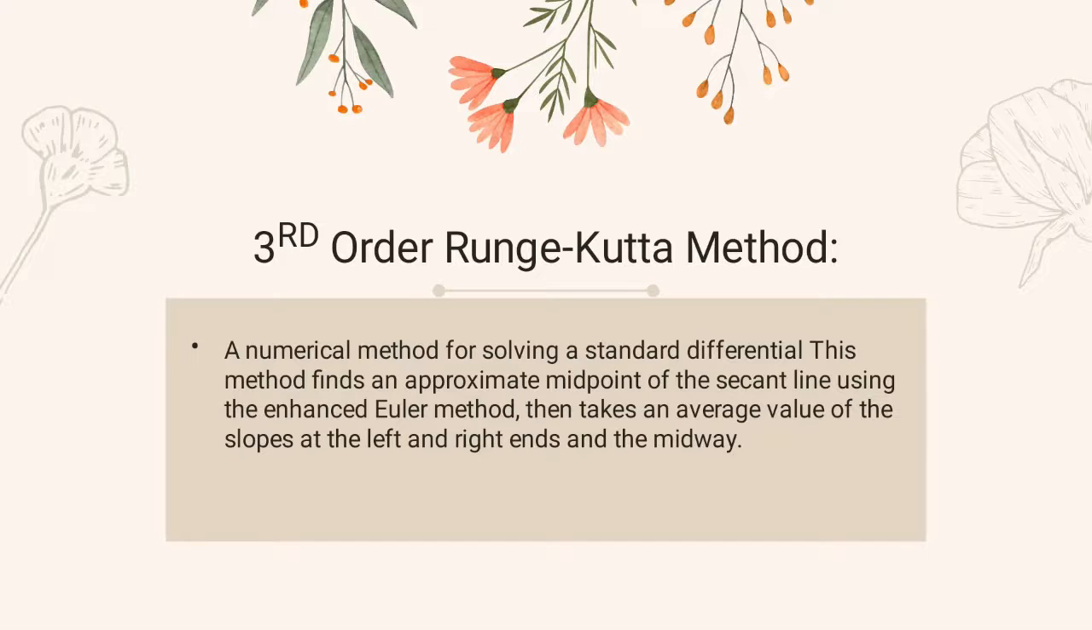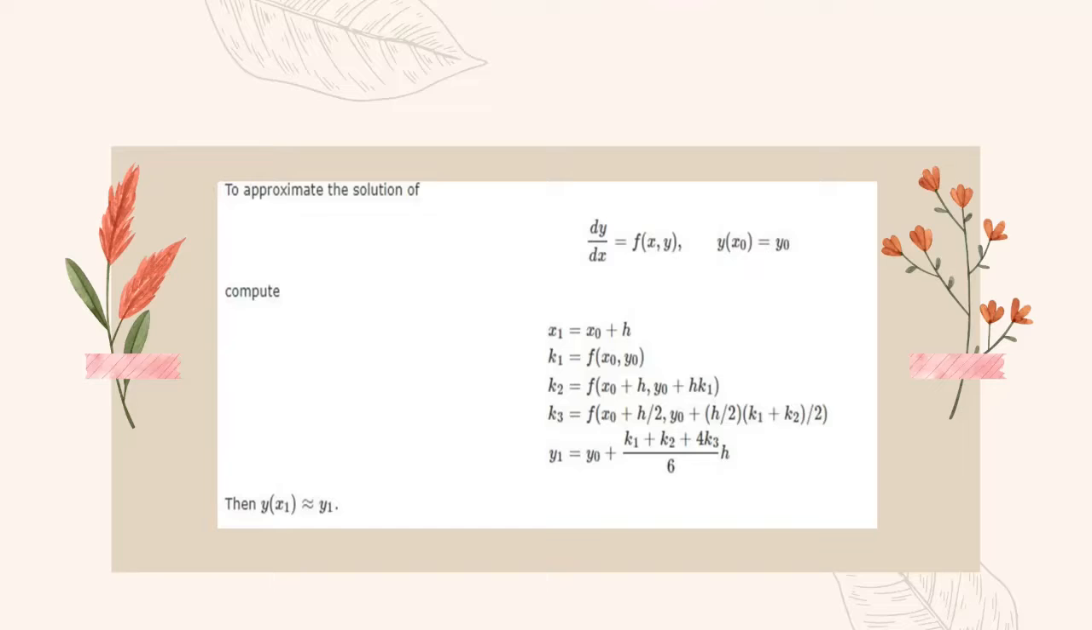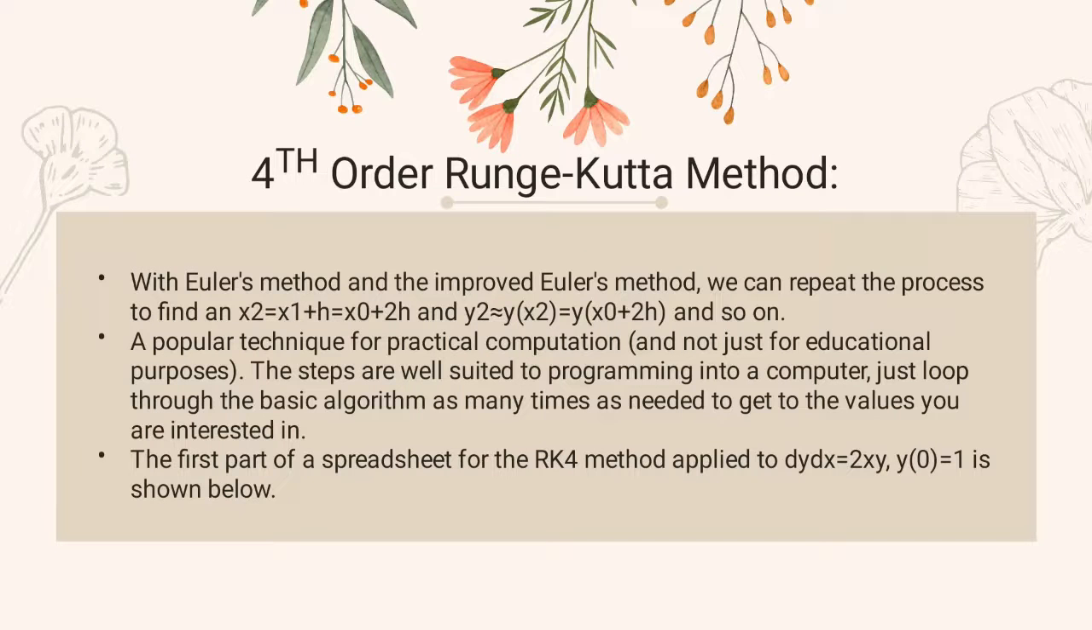And it is also the same as Simpson's rule of numerical approximation of integrals from calculus 2, just as the Euler method and then the improved Euler's method. This method can be easily put in a spreadsheet. So this is the example of the third order method. The last one is the fourth order Runge-Kutta method.